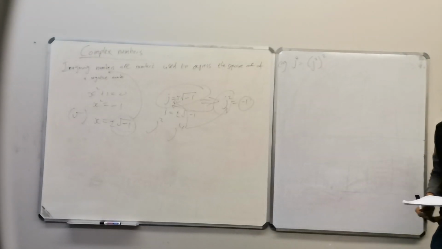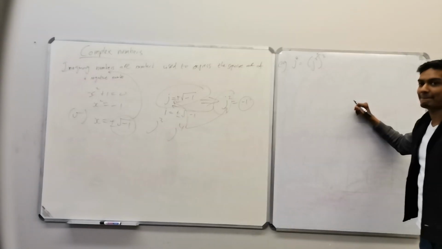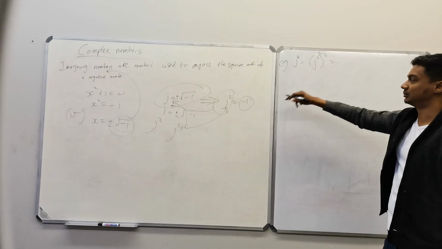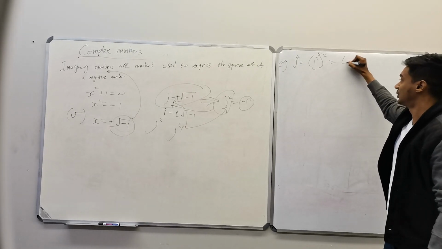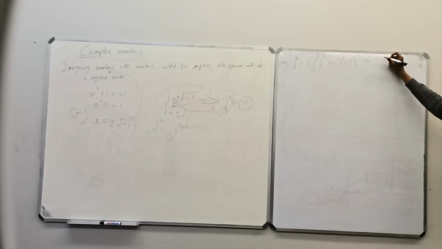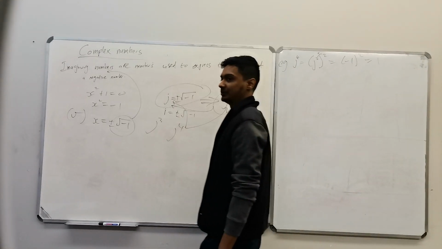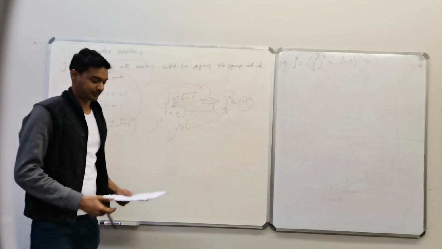Isn't that the same as j to the 4? Yeah. Why? Because of brackets. This means multiply. And what do we know j squared to be? -1. And what's -1 to the power of an even number? It's always going to be positive. You understand? Okay.